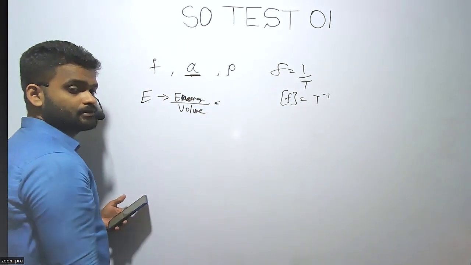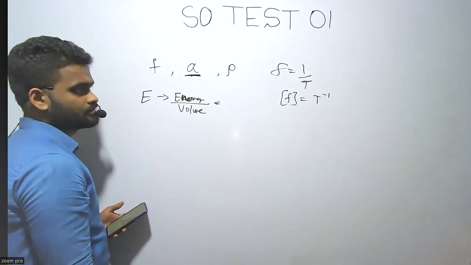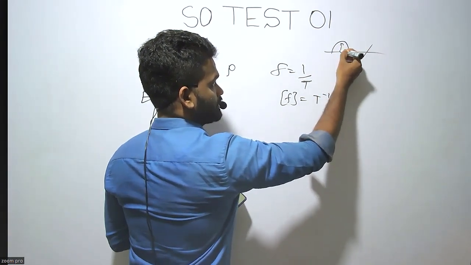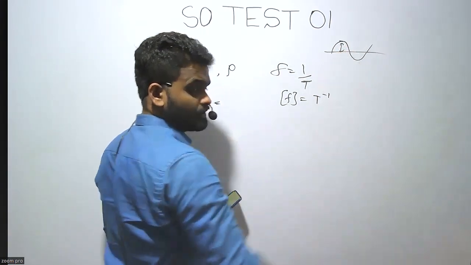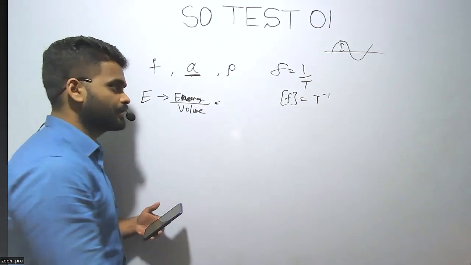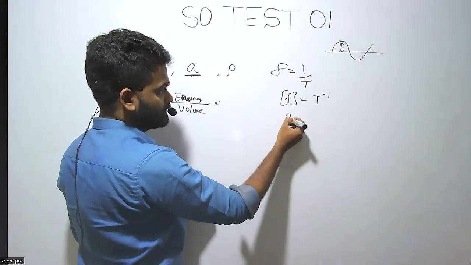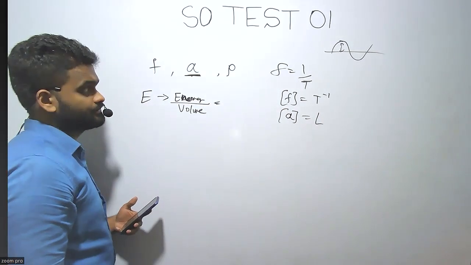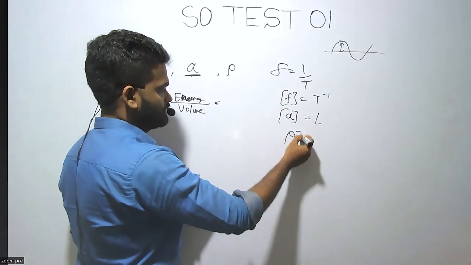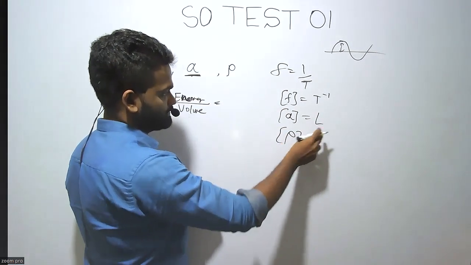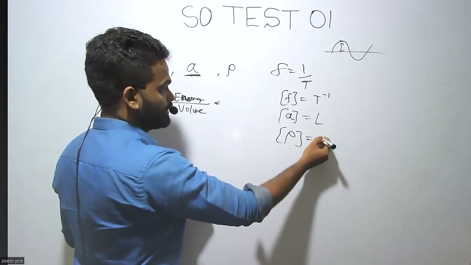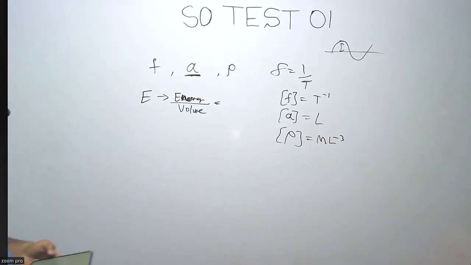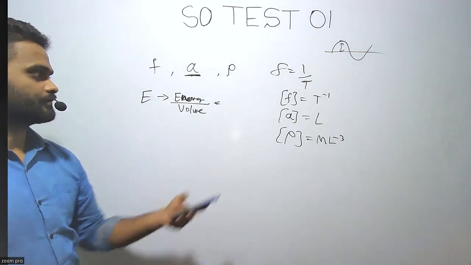That's the dimensions of frequency. Then this amplitude. Remember what amplitude is? In a wave, the height to the maximum point is what we call amplitude. So that is a length. So A has dimensions capital L. Then we have rho. Rho you know, right? That is mass divided by volume. So it should be M L minus 3. Okay, so those are the quantities.